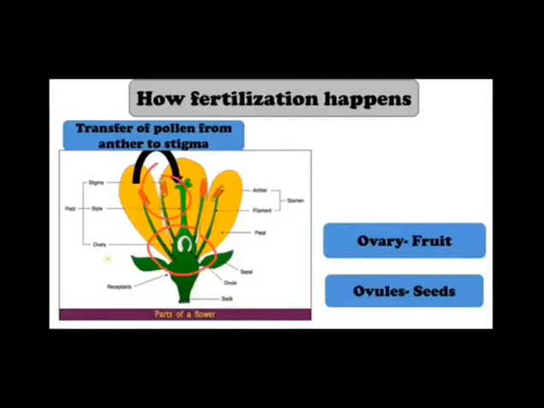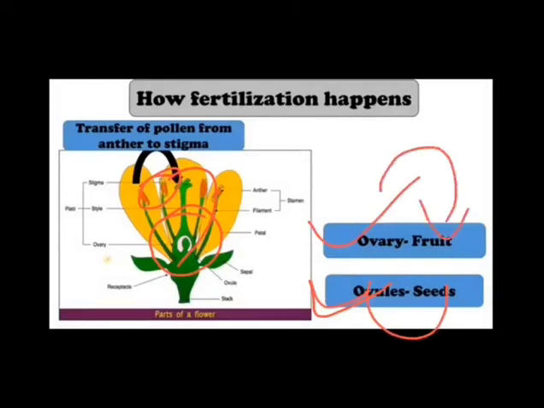In the ovary the eggs are present, and these pollen grains fertilize the egg. That's how the ovules present in the ovary turn into seeds, and the ovary itself turns into fruit.